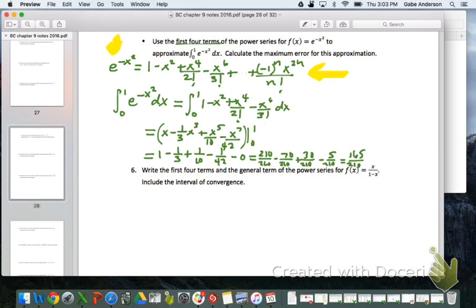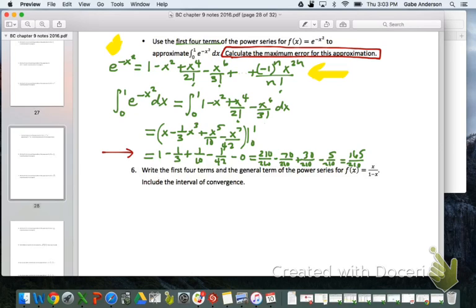Okay, I'm sure we could use Math 9 to see that that's pretty close, but I'm feeling pretty confident with that. Notice there is one other part to this. It does say calculate the maximum error for this approximation. So let's notice this series that we got. A really important feature of it is that this is an alternating series.